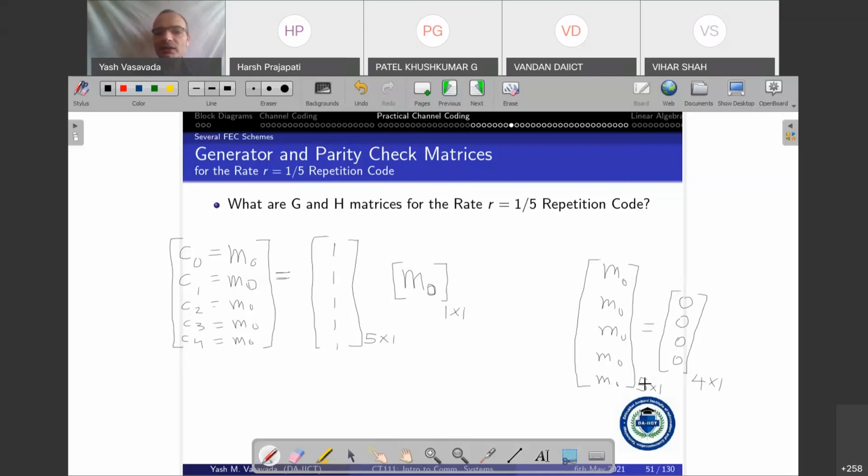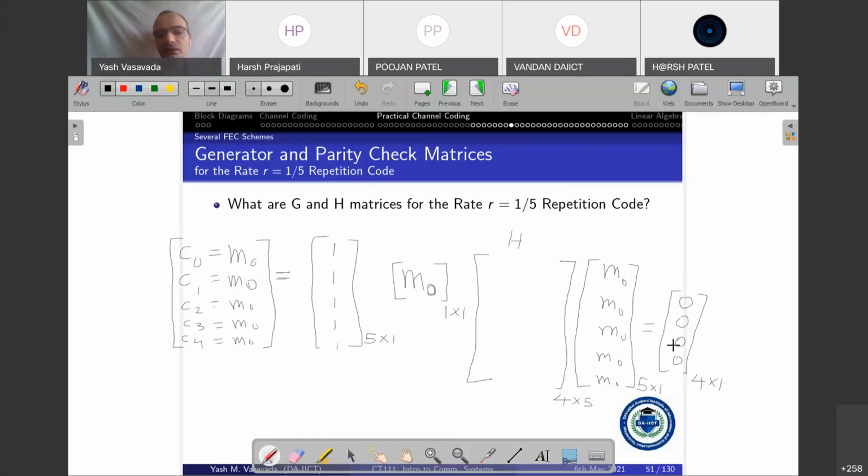So what H matrix can I put over here so that I get 4 cross 1? First of all, what should be the size of this H matrix? 4 cross 5. Yes. So this is H. Now, can somebody tell me how to write H so that H times this M0 vector turns into 4 zeros? All are 0. Yes, all are 0.